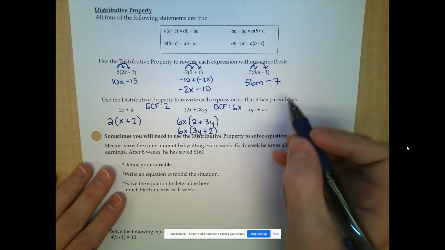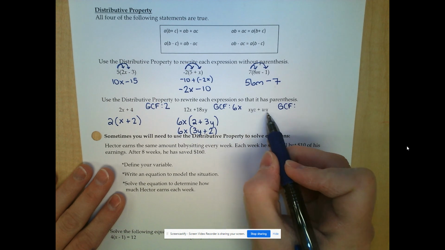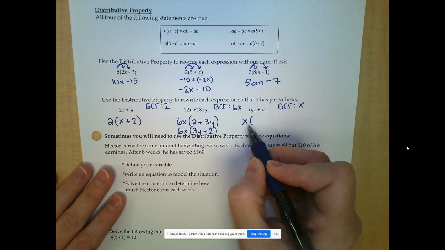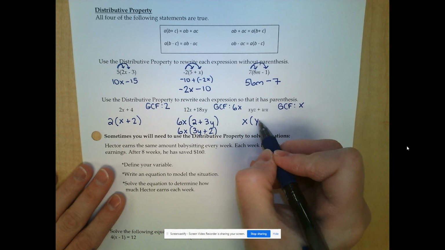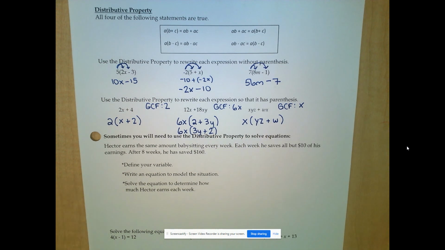Last, these have no coefficients, but their greatest common factor is whatever letters they share in common. They both have an x. So the x would be what you divide by, it goes out in front. I still have a yz left, and on the second term, I still have a w remaining.